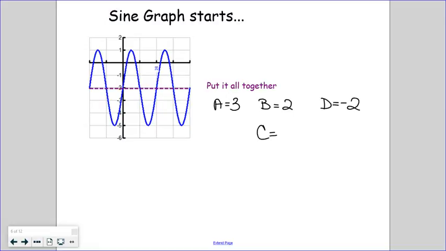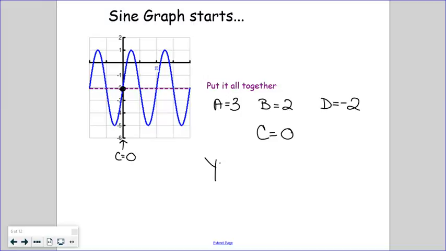Where if I were to start my graph at the y-axis, it would be this dot right here, which means what is our C value if we start at the y-axis? What's our phase shift? 0, right? We're not moving right or left. I'm starting at the y-axis. I don't have a phase shift on this one.